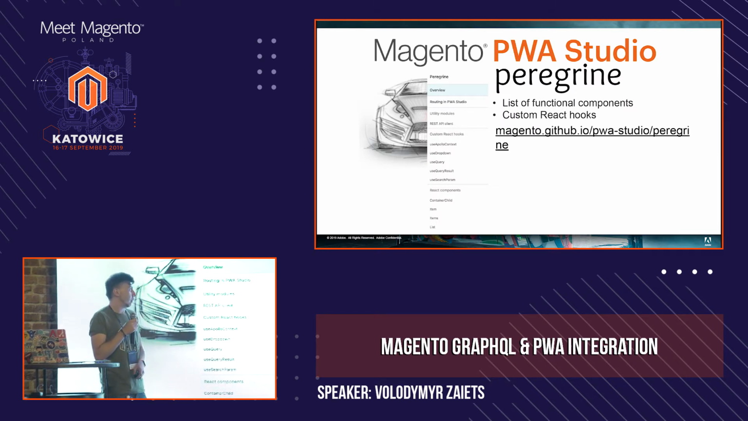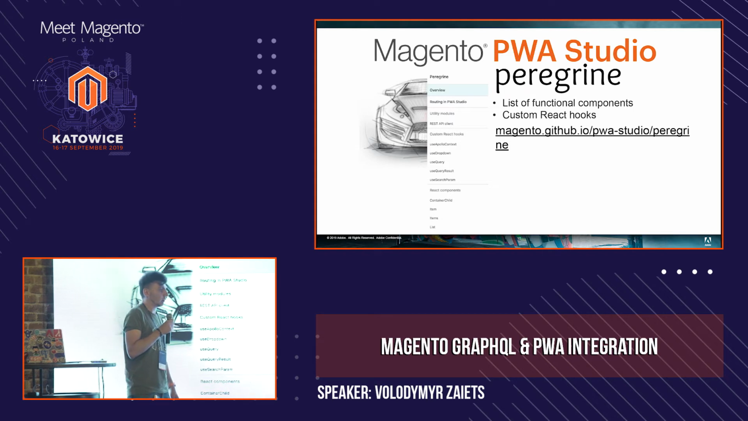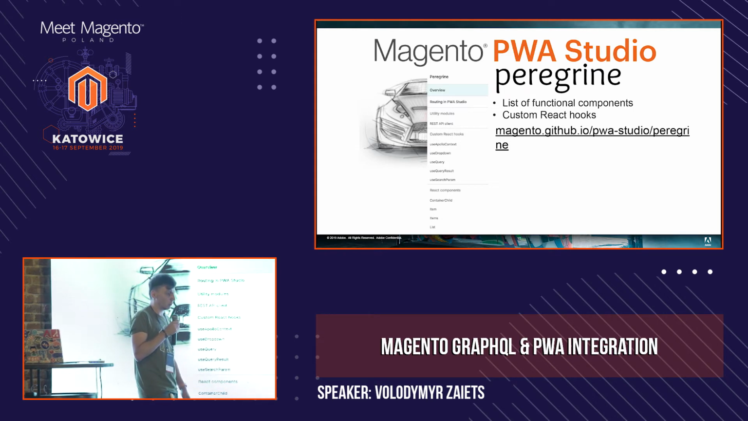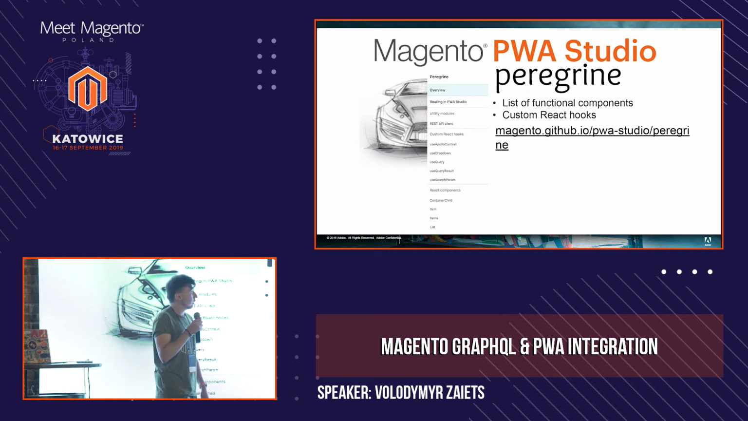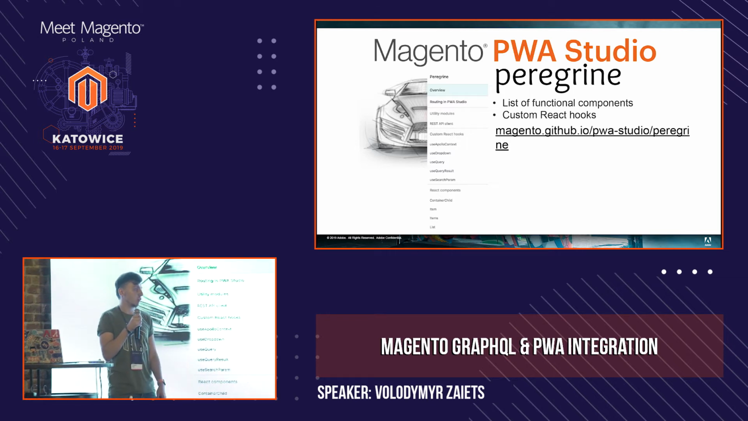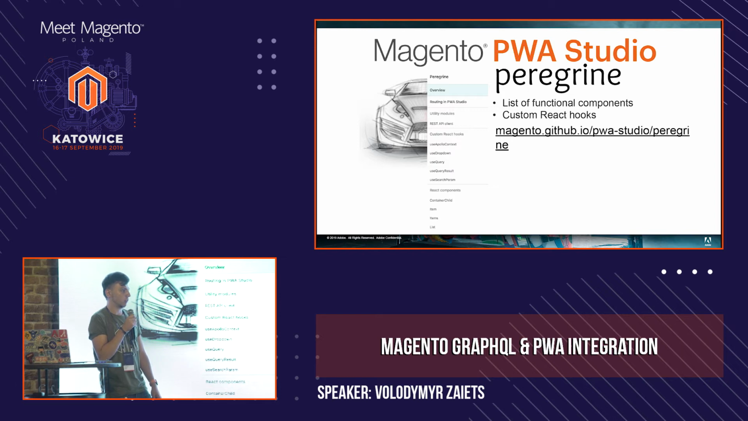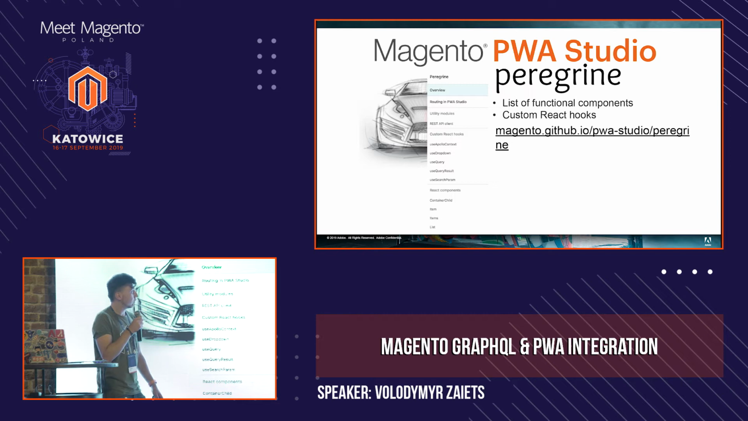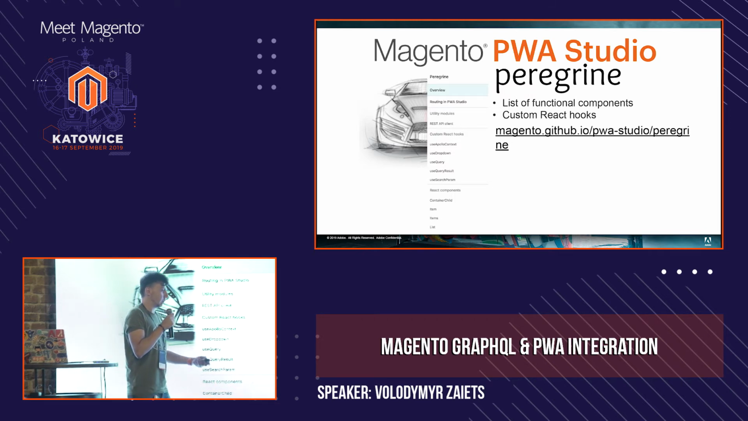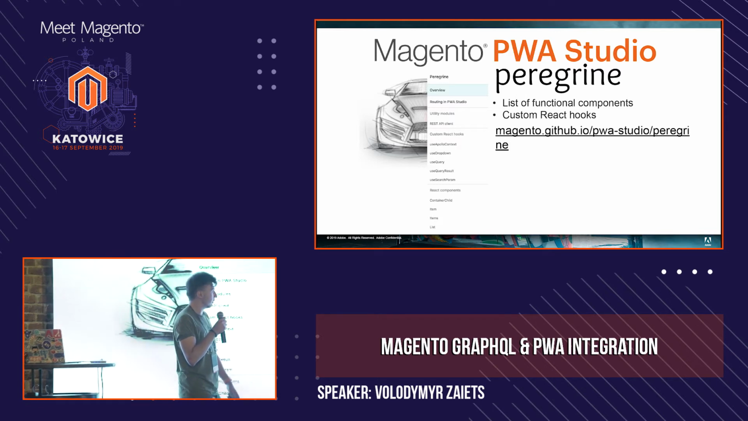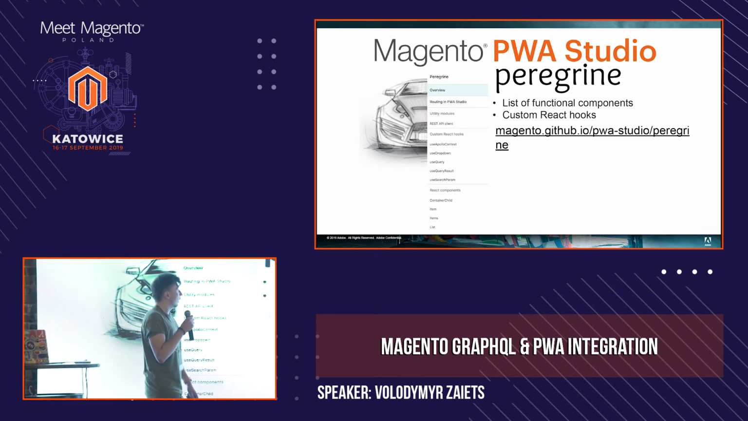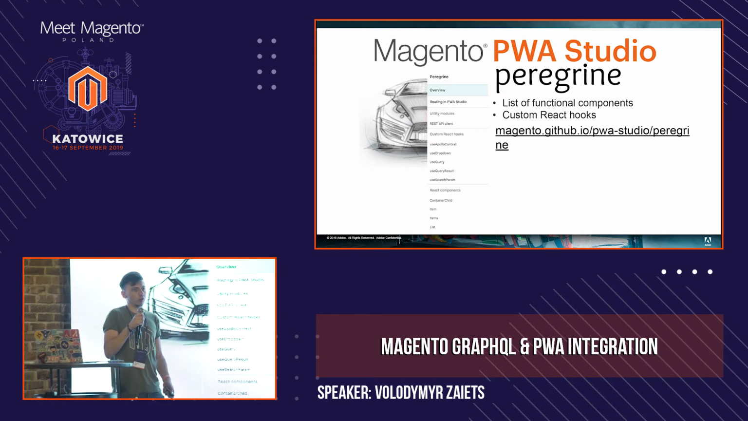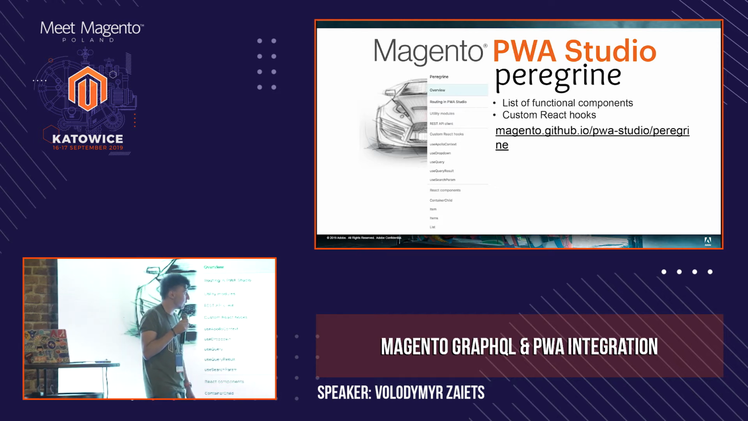Magento Peregrine library. This library provides a list of functional components and custom React hooks. The main purpose of this library is to simplify the development process. You can build your own theme using already existing components, and it really simplifies the development process, and development is faster than usual. I think you know solutions like Bootstrap and Material UI. It's pretty much the same, but in the Magento PWA world.